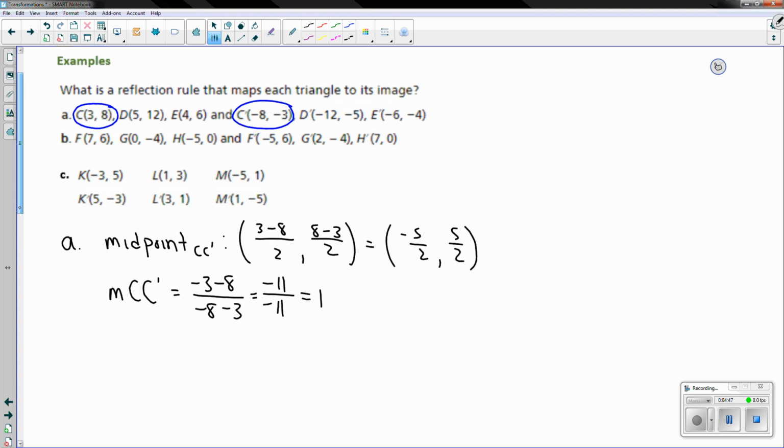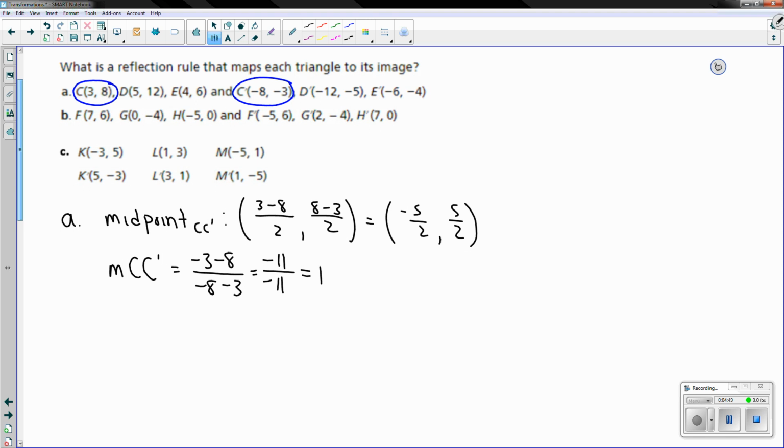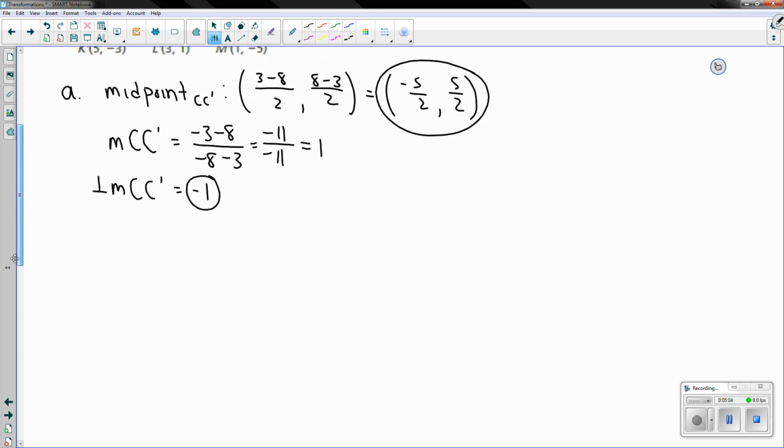So remember, that is the slope of the segment. So the perpendicular slope to that segment is going to be what the slope of our line of reflection is, in which case that would be -1. So I have a point, I have a slope. We are ready to write the equation of the line, we are going to utilize point slope form. So we're going to do y minus the y coordinate equals the slope, x minus the x coordinate. And there's the equation of our line of reflection.